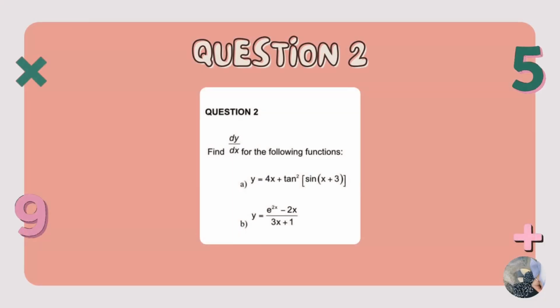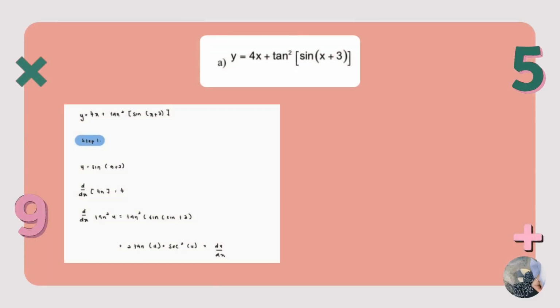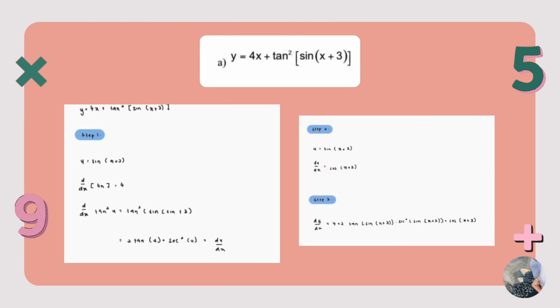Hi, my name is Arnisa, and today I would like to do question 2a and 2b. For question 2a, we need to find dy over dx for the following function: y equal to 4x plus tan square sin x plus 3. First, we differentiate the 4x, which is simple, d over dx 4x equal to 4. Next, we look at the second part, tan square sin x plus 3.